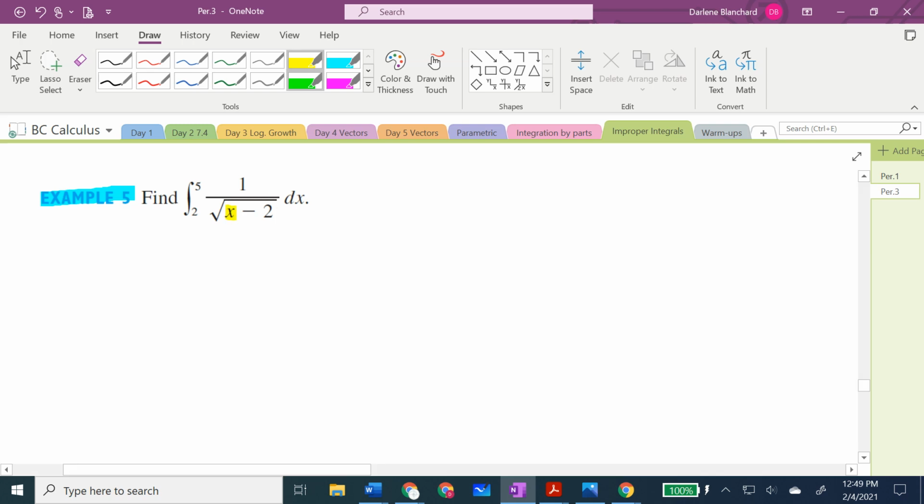The integrand function has a discontinuity at 2. That means I need to replace this endpoint discontinuity with a letter. Pick any letter you feel like. I'll do c this time. And I need to find the limit as c approaches 2. Take a moment to think about the side. My interval is from 2 to 5. I approach 2 from the right side.